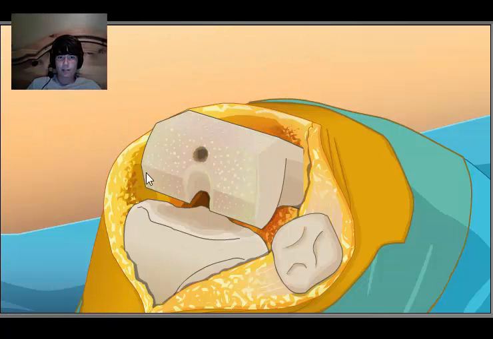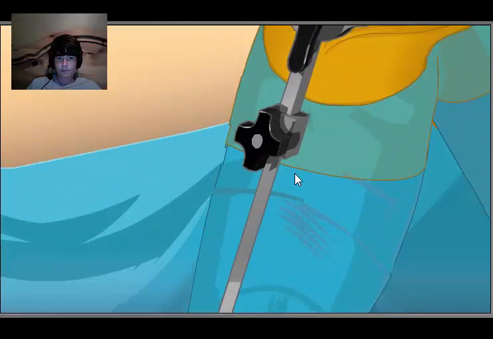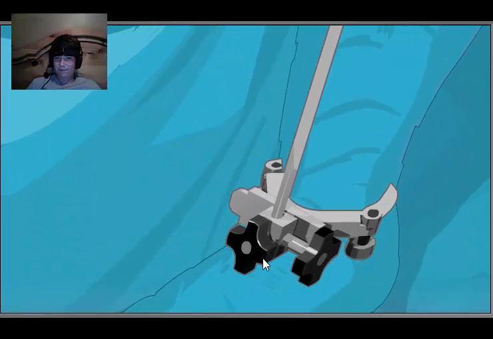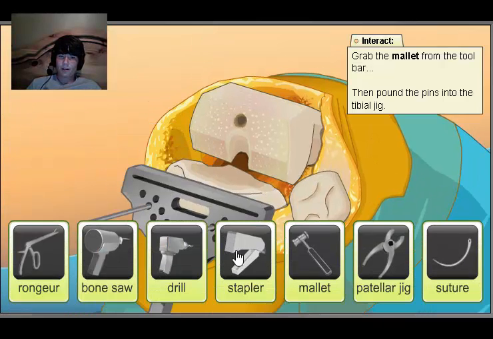Let's move on and shape the tibia. Pretty cool shape. The tibial cutting jig is aligned with the big toe and the highest point of the tibia. This will ensure the leg is properly aligned after surgery. I feel like this is more of a tutorial than like actual surgery.